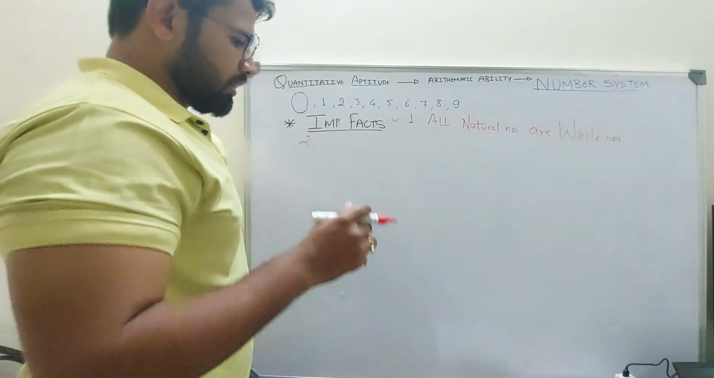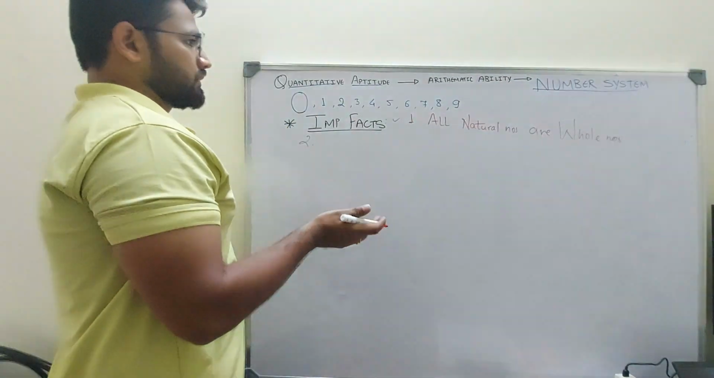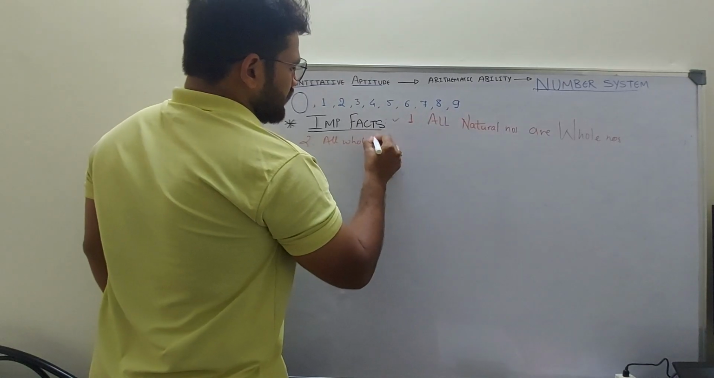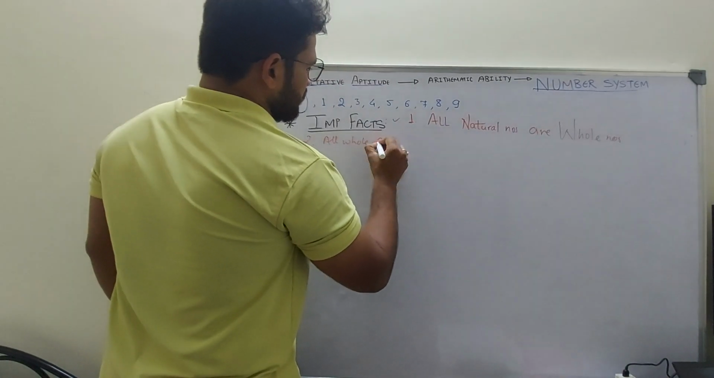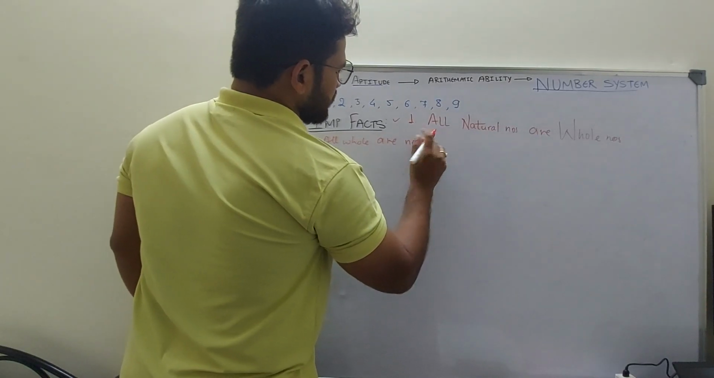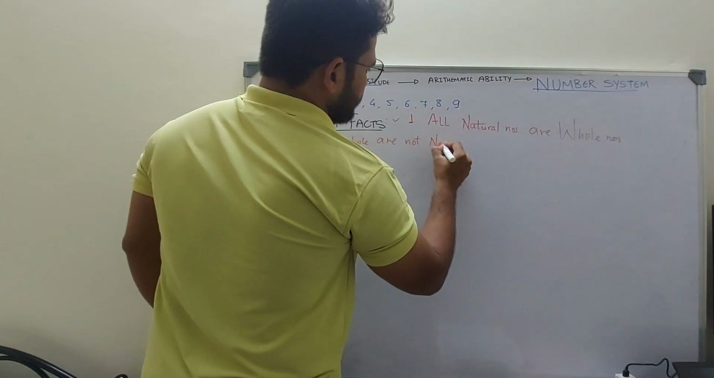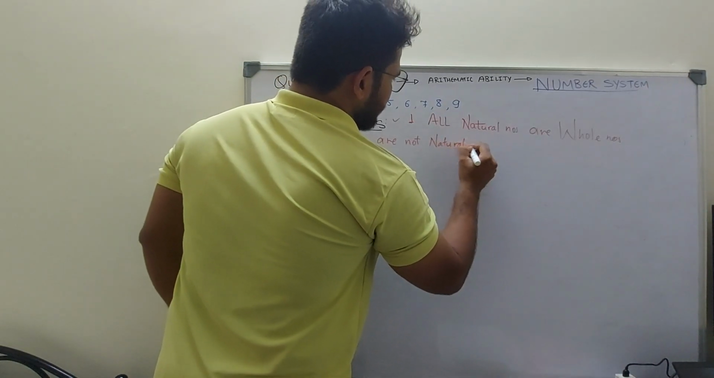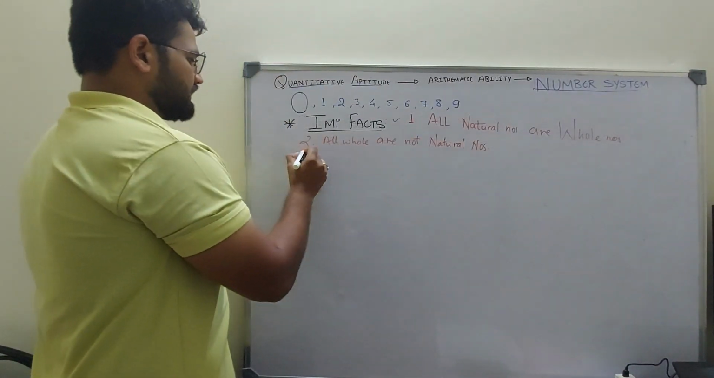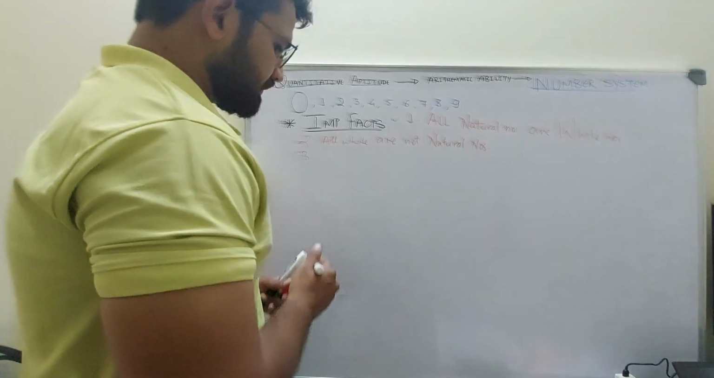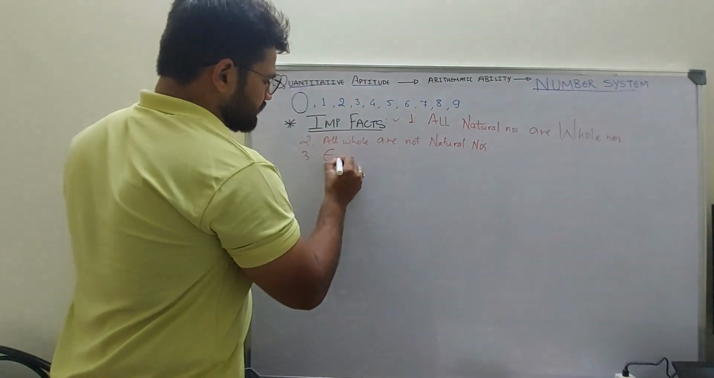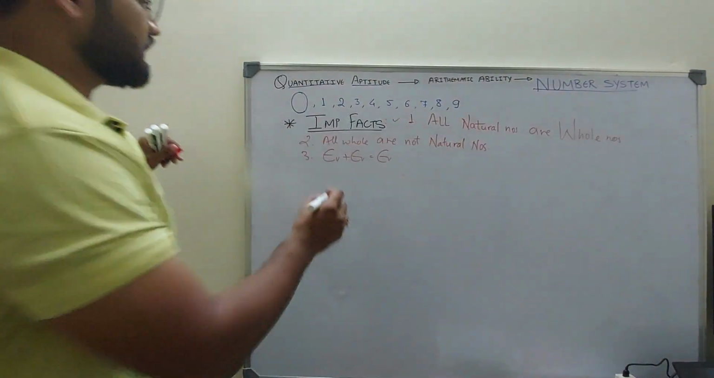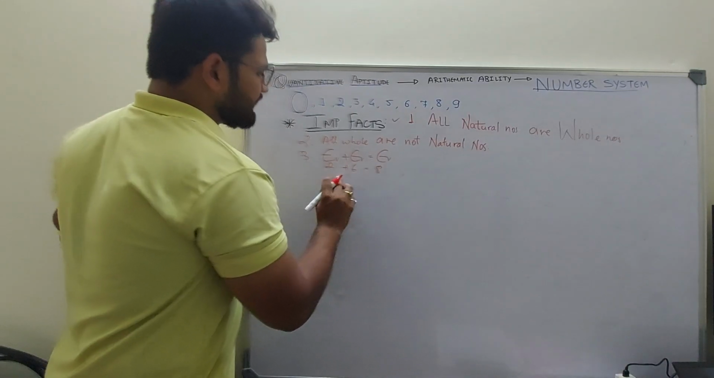Second, all whole numbers are not natural numbers, the opposite of that. This is the second fact. The third fact: even number plus even number gives an even number. True? Example, 2 plus 6 is 8, even plus even.